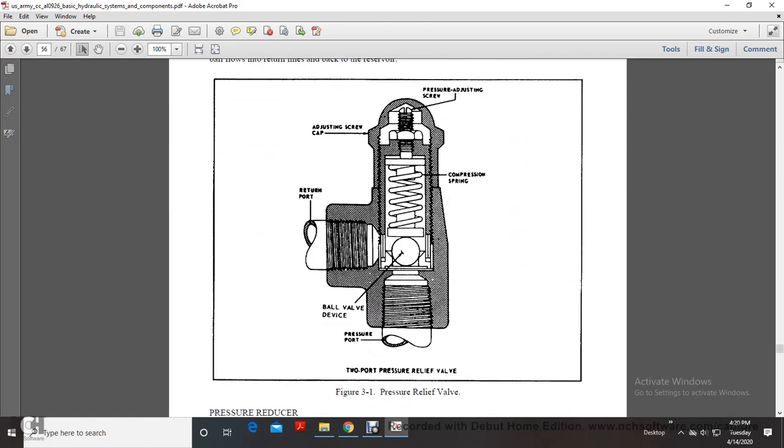So it shows the pressure relief device: the pressure adjusting screw, adjusting screw cap, a compression spring, a ball valve device, a pressure port, and a return port.